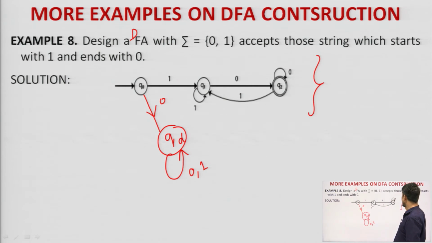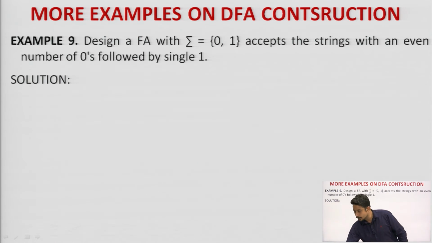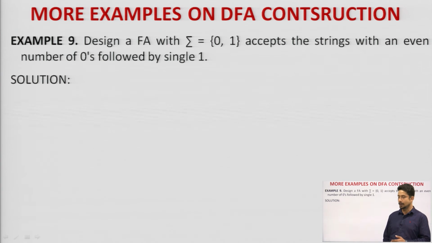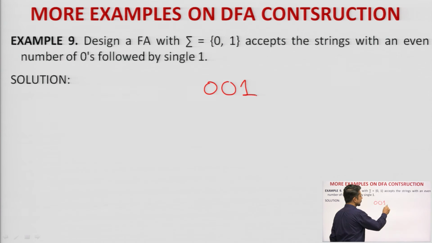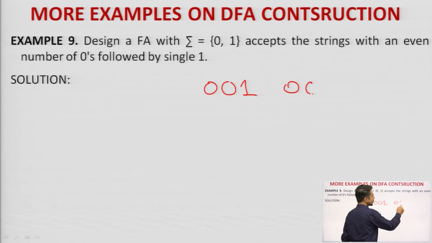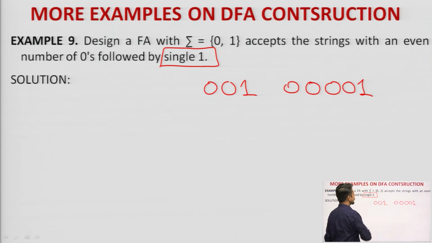So, this is a perfect DFA, but if I do not take this particular part, then it will be an NFA. Okay. Let us go with the next question. Next question also: even number of zeros followed by single one. So, you can think of it as even number of zeros. So, 2 zeros then followed by 1, then 4 zeros followed by 1.